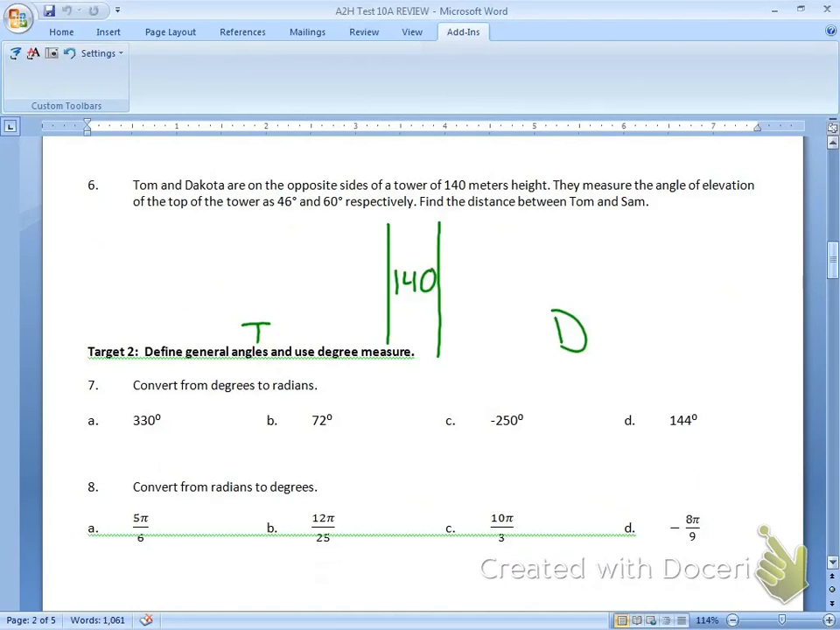That means 46 degrees goes with the first one named. So Tom is at 46 degrees elevation. And then Dakota is at 60. We want to find the distance between Tom and Sam. I forgot to change that one to Dakota. Dakota. Okay, so we want to find this distance.